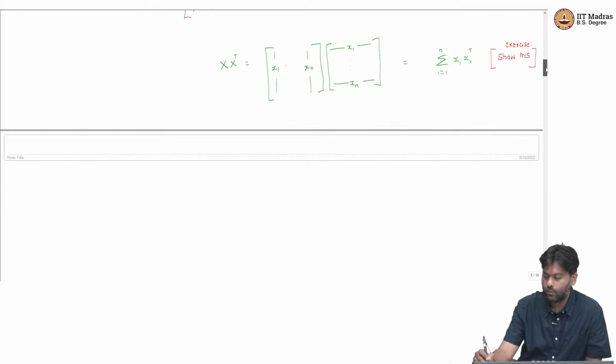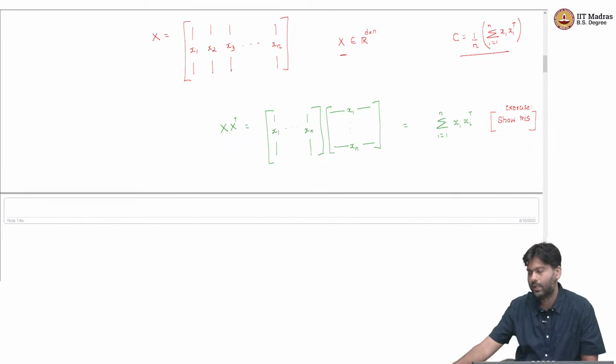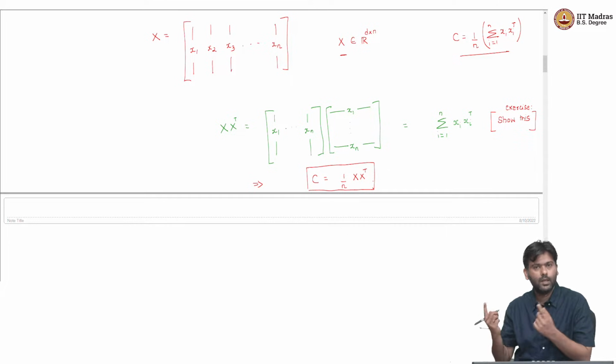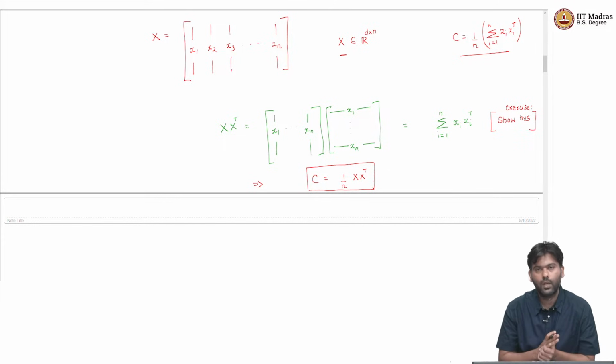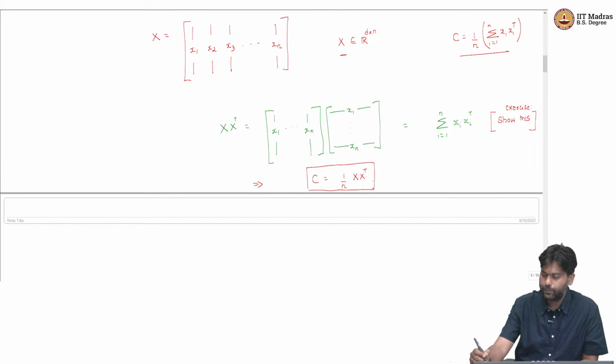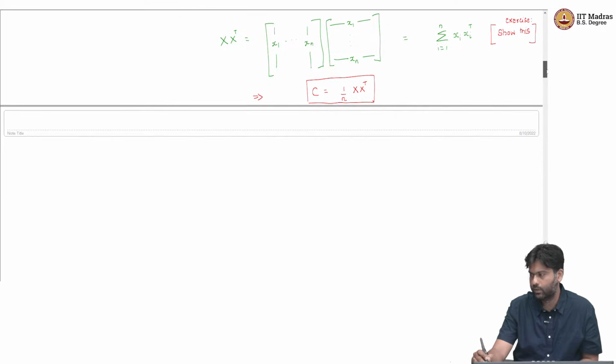All I am saying is that your covariance matrix, which is 1 over n sum over i equals 1 to n xi xi transpose, this summation can actually be expressed succinctly in matrix notation as X X transpose. That just implies that our covariance matrix is just 1 over n X X transpose. So, sanity check, X is D cross n, X transpose is n cross D, X X transpose is D cross D, which is also the dimension of our covariance matrix. Of course, we are dividing it by n, that is needed. The standard definition needs you to either divide by n or n minus 1, it does not really matter. We will stick to n, at least in this course.